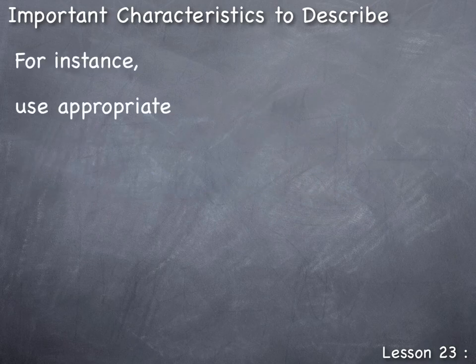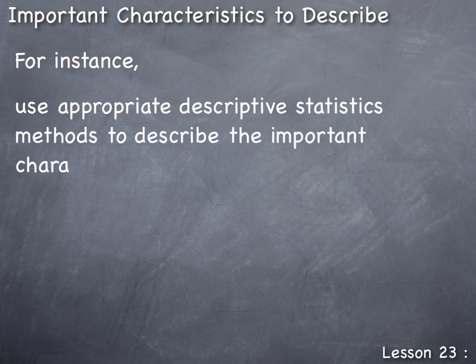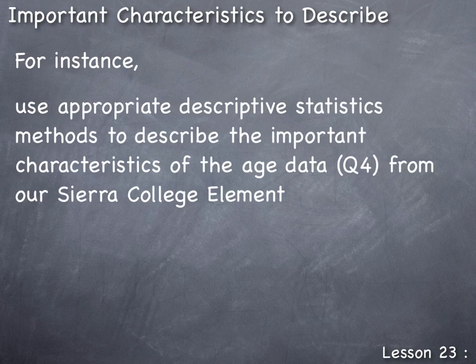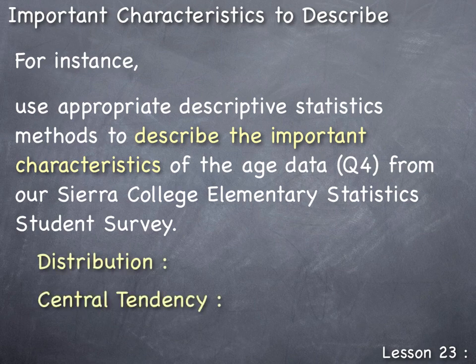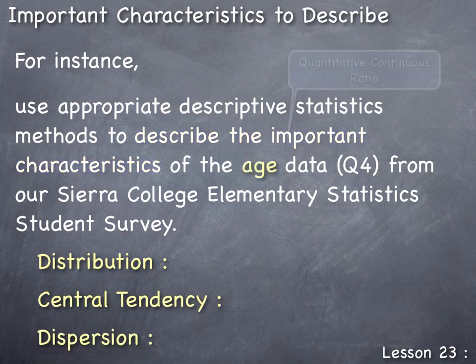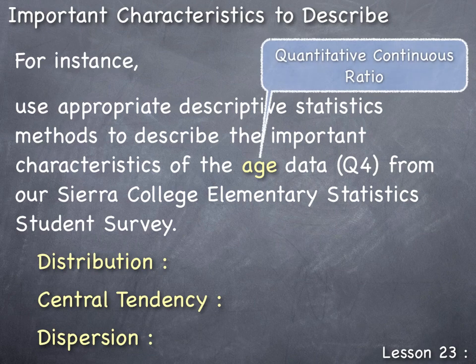For instance, use appropriate descriptive statistics methods to describe the important characteristics of the age data, that is question 4, from our Sierra College Elementary Statistics Student Survey. So in order to describe the important characteristics of data, we need to refer to the three primary characteristics, that is the distribution, the central tendency, and the dispersion of the data. Now the data in this instance was the age of students, and age is quantitative continuous data that falls at the ratio level of measurement.